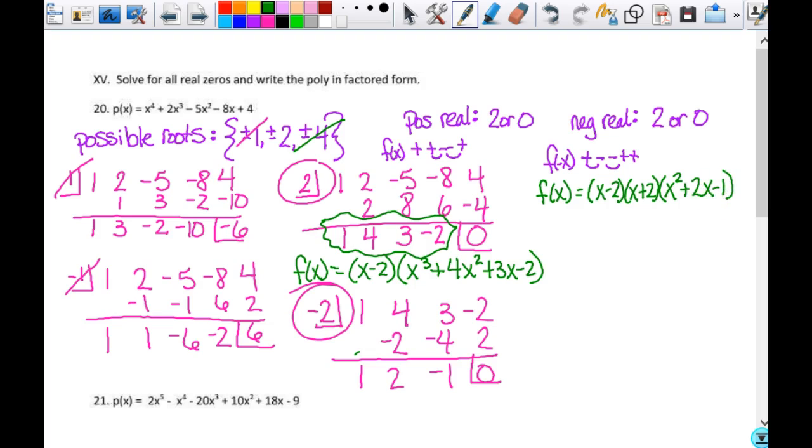Now I still have to finish, because I still haven't solved for all of them and don't have this completely finished here. I need to see if I can factor that. Can I factor that?